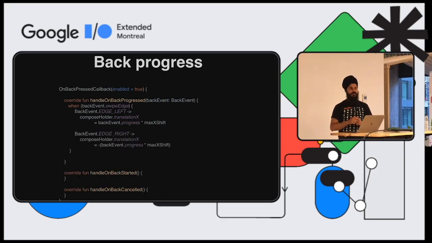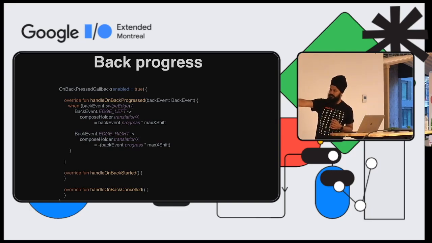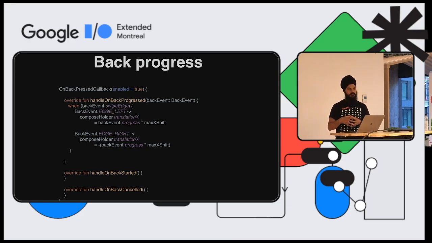And the next thing is the back progress. This is really cool that now, as developers, we actually get the information when users start performing the back gesture. We get the information through the BackEvent. If you see here the parameter BackEvent, it provides us the information about which edge the user is performing the gesture from, and then the progress, so that you can translate or scale any components in your activity.